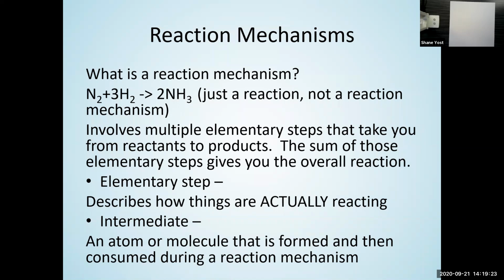During those elementary steps, other molecules and atoms might be formed and then later consumed, and those things are called intermediates. And they do not exist in your overall chemical reaction. So your overall chemical reaction just has reactants and products. But in the mechanism itself, there are these intermediates that for a given elementary step are a reactant or a product, but do not appear in the overall chemical reaction. Questions about these definitions here?